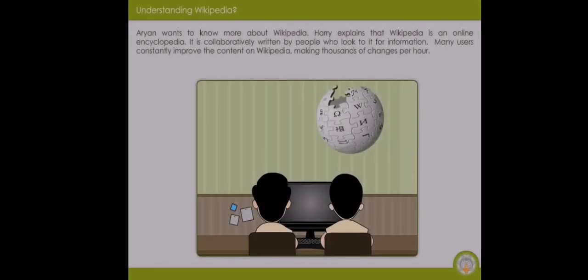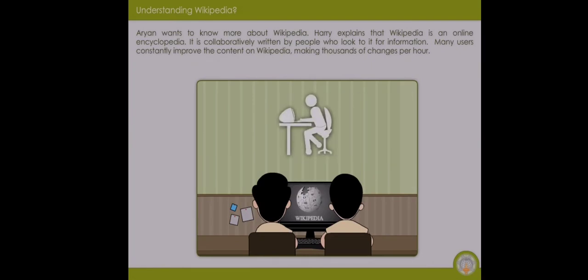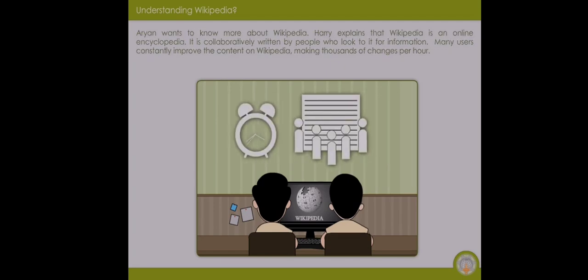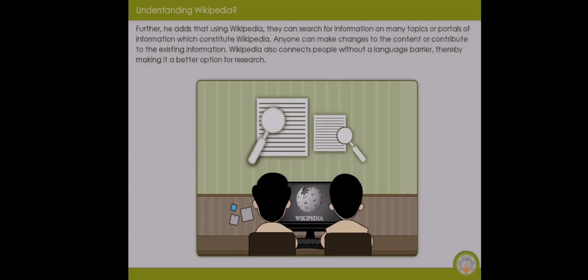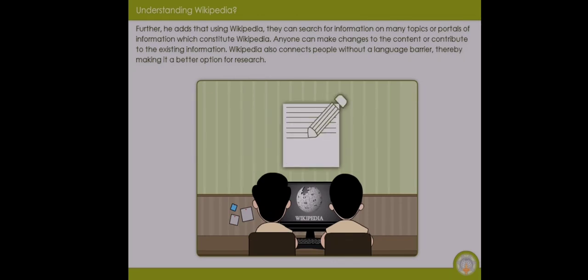Aryan wants to know more about Wikipedia. Harry explains that Wikipedia is an online encyclopedia. It is collaboratively written by people who look to it for information. Many users constantly improve the content on Wikipedia, making thousands of changes per hour. Further, he adds that using Wikipedia, they can search for information on many topics or portals of information which constitute Wikipedia. Anyone can make changes to the content or contribute to the existing information. Wikipedia also connects people without a language barrier, thereby making it a better option for research.